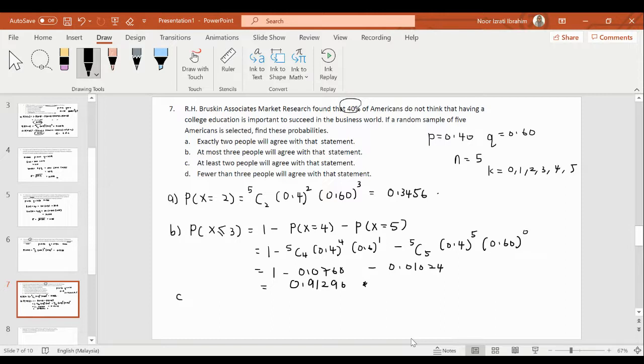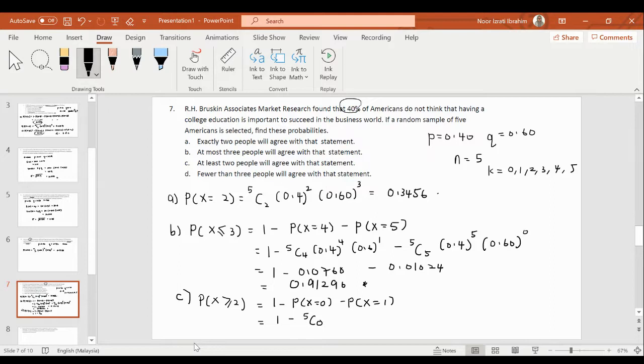For the C, at least 2 people will agree with the statement. Probability at least means minimum 2 people. So x greater than or equal to 2. Then the shorter working step is 1 minus probability when x equals 0 minus probability when x equals 1. So this is a short one. So I will show you.